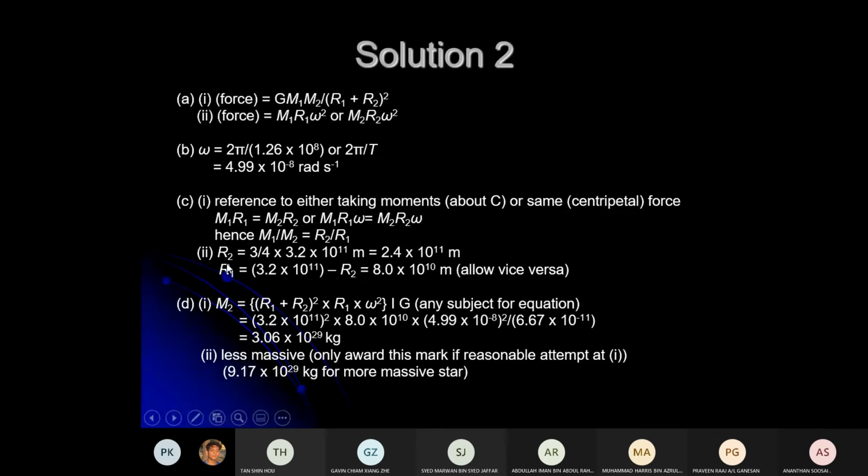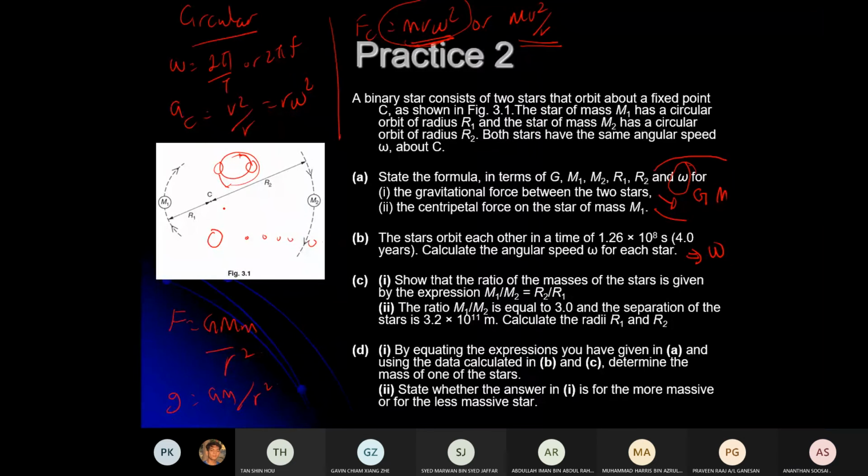How did they get this formula? R2 we calculate first, 3 over 4. The R1 is actually the total minus R2. The total distance, you know what? R1 plus R2, you know already. R1 plus R2 is which distance? Oh yeah, they give the distance: 3.2 times 10 to the power of 11. So you know R1 plus R2 is 3.2 times 10 to the power of 11, the first equation.